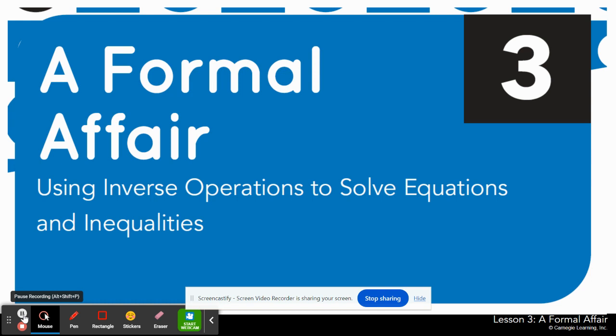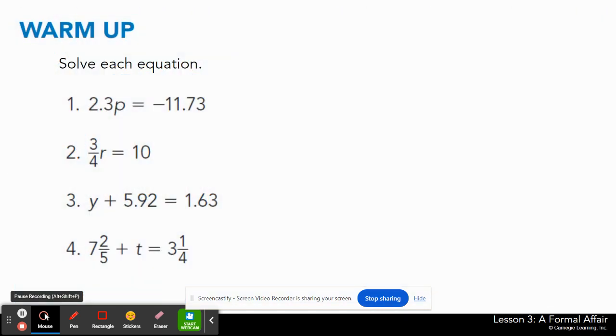In this lesson, we will be solving two-step equations, but first, we need to get warmed up. So turn your attention to the warm-up. It says solve each equation.